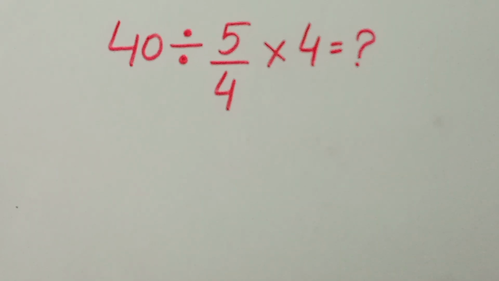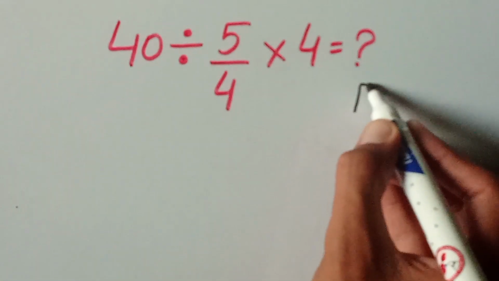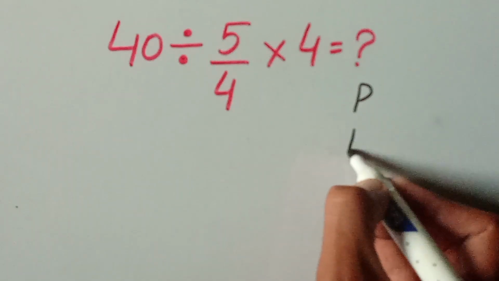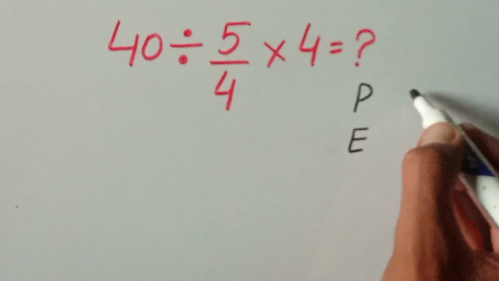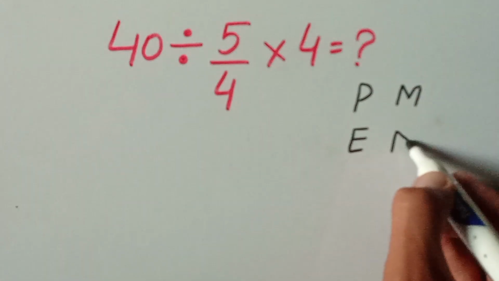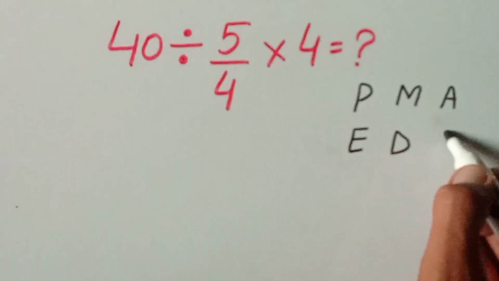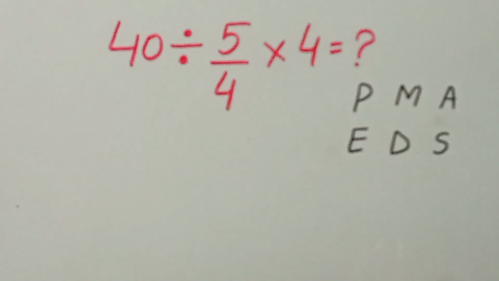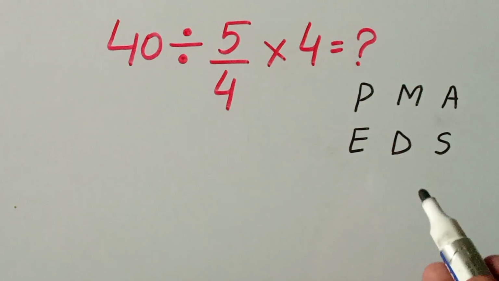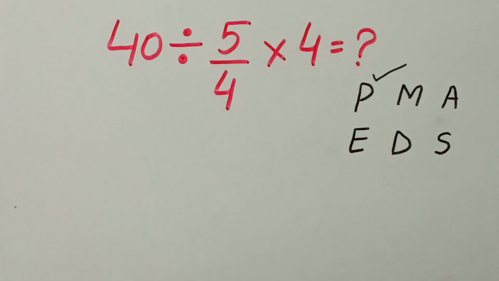So guys, let's learn about the PEMDAS rule, where P stands for parentheses, E stands for exponent, M stands for multiplication, D stands for division, and A and S stand for addition and subtraction. Remember that parentheses have higher priority than other operations.